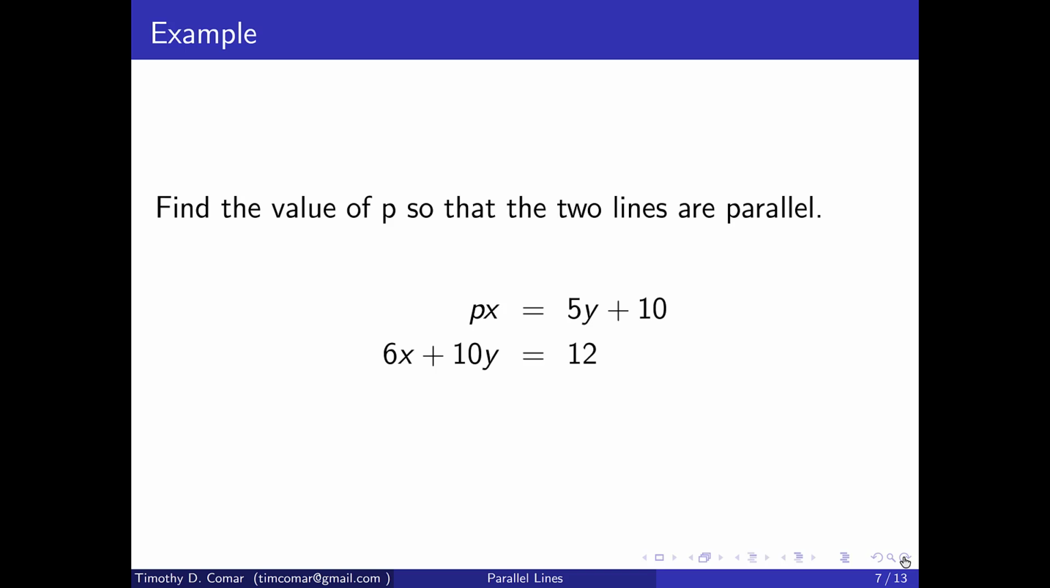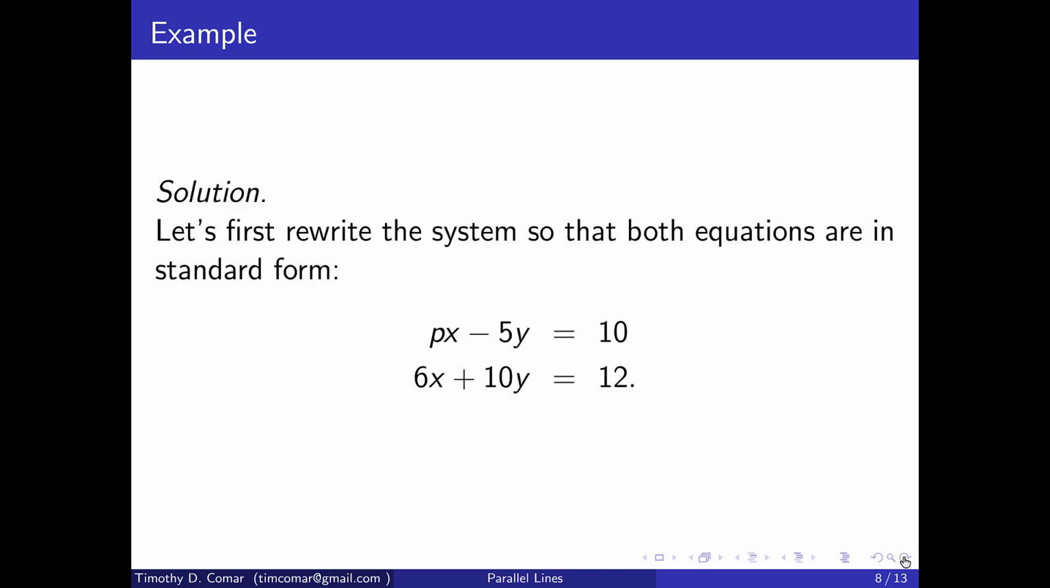So here's our example. Let's find the value of p so that the two lines given below are parallel. The two lines are px equals 5y plus 10 and 6x plus 10y equals 12. First, let's rewrite the system so that both equations are in standard form. Here we have px minus 5y equals 10, and the second equation is the same, 6x plus 10y equals 12.